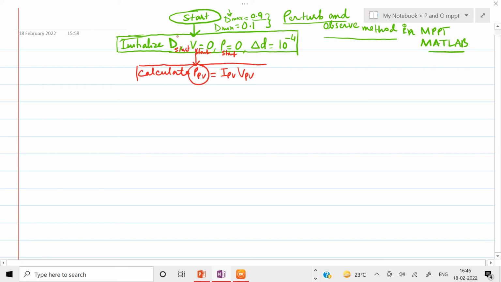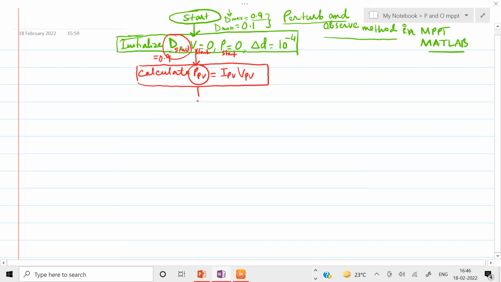But we will be starting with some value of D start, and let us assume that we start from 0.9. So when I put D equal to 0.9, then certainly the voltage and current are now going to be drawn. Voltage will be produced and current is going to be drawn from the PV panel. So the power that is drawn from the PV panel can be calculated by multiplying these two quantities, IPV and VPV. So we calculate it. PPV is IPV into VPV.